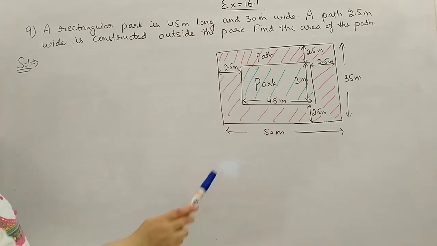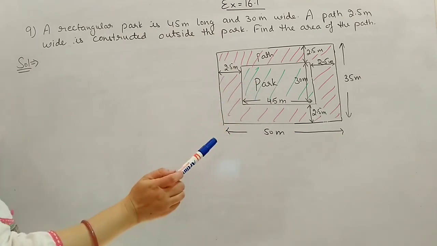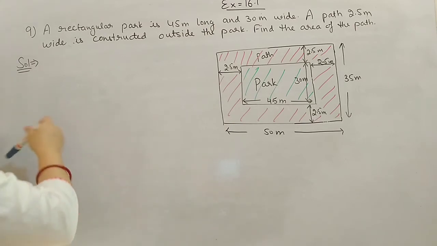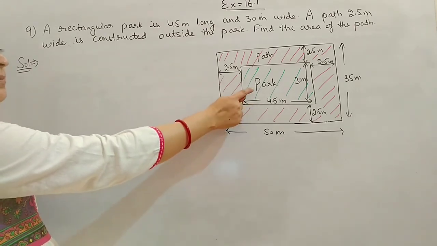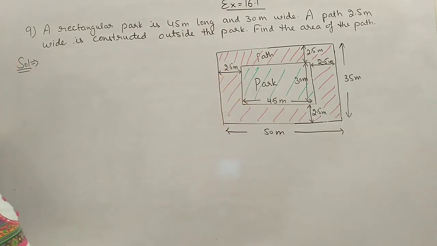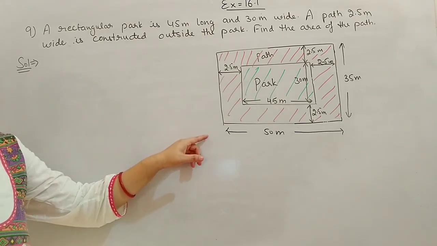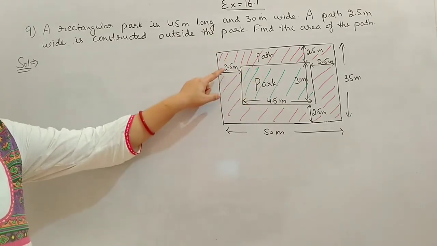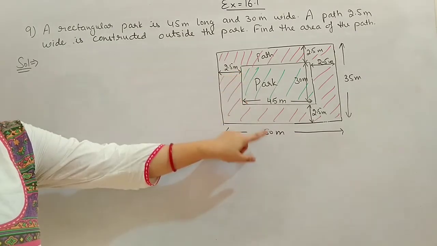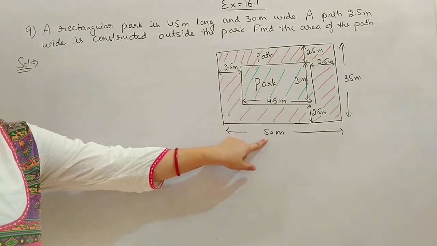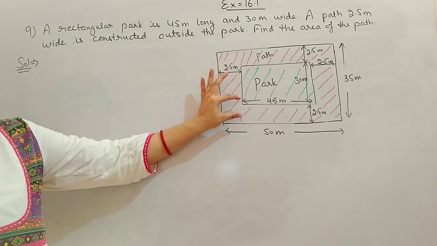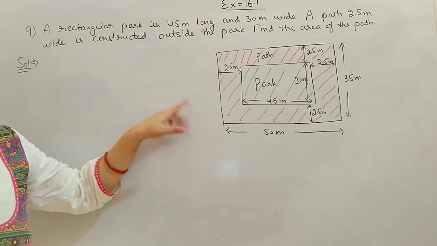So to find out this area, first we have to find out the area of this big rectangle and then the area of this small rectangle, and we have to take the difference between them. If from the big rectangle we subtract this one, then we will get only the area of path. So first we will find out the dimension of this big rectangle. You can see here this is 45, 2.5 is here and 2.5 is that side. So 45 plus 2.5, 2.5, it will be equal to 50 meter. And the same thing we will do for width. This is 30 meter, here 2.5, here 2.5. So total will be 35 meter.